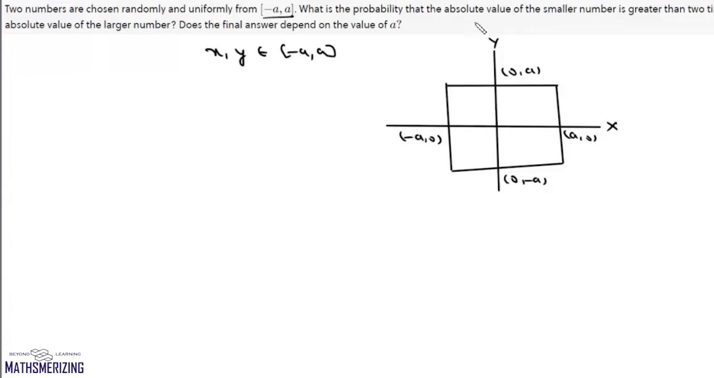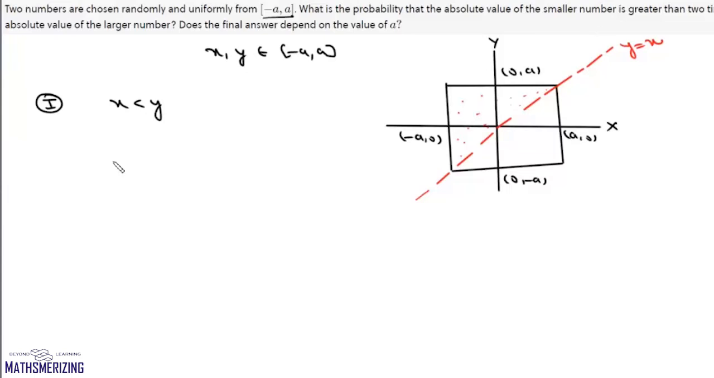Now it says, what is the probability that the absolute value of the smaller number is greater than 2 times the absolute value of the larger number? So we'll have two separate cases. Case 1, when x is the smaller number, that is when x is less than y. Now first we'll mark this region. So we'll draw this line, y equals x. Now when x is less than y, we are talking about all the points which lie above this line.